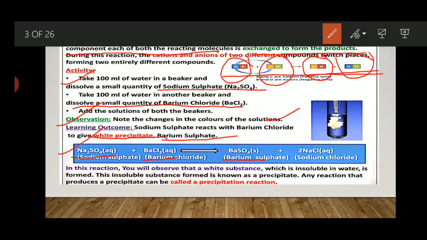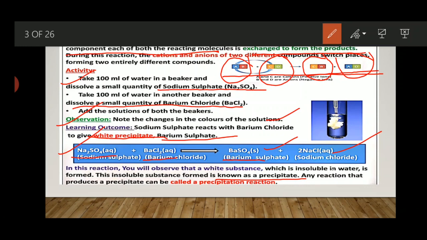By this it is proven that a double displacement reaction is a reaction in which one of the components of both reactants interchange in order to provide new substances with entirely new properties. In this reaction you will observe that a white substance which is insoluble in water is formed. This insoluble substance is known as a precipitate, which we already discussed.